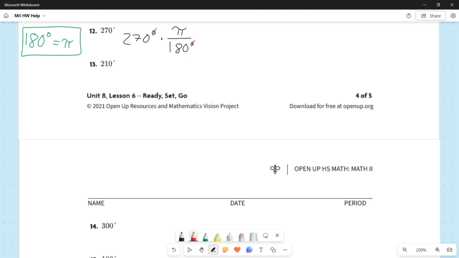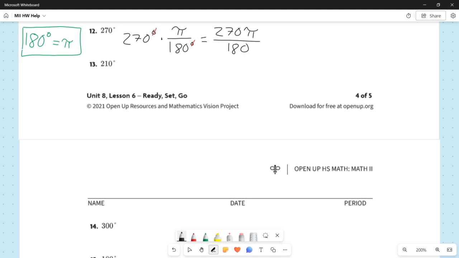I don't want to be in degrees anymore. I want to be in radians. So by including the 180 in the denominator, I have successfully canceled out my degrees, which leaves me with 270 pi in my numerator over 180 in my denominator.